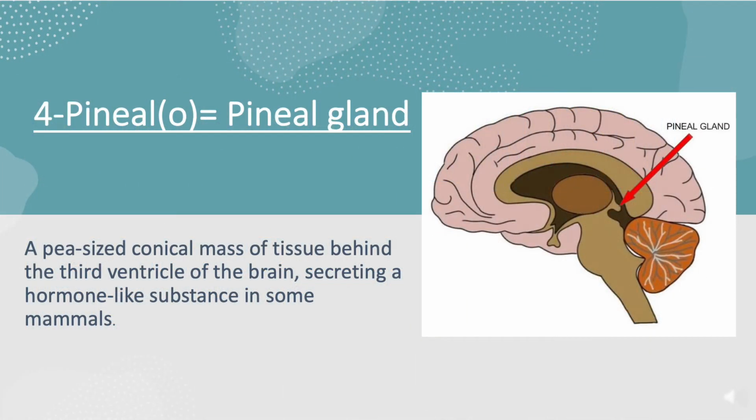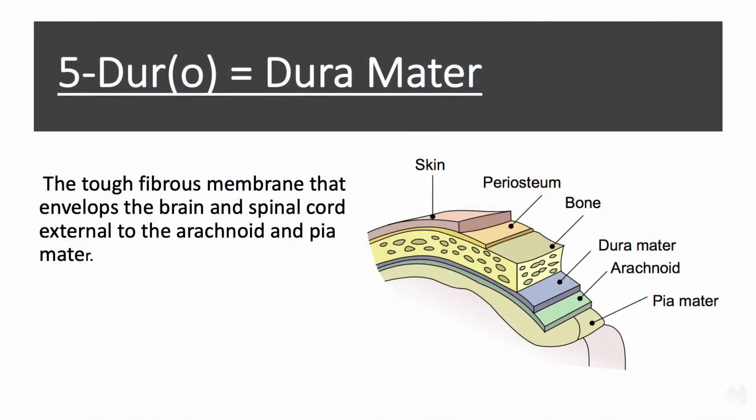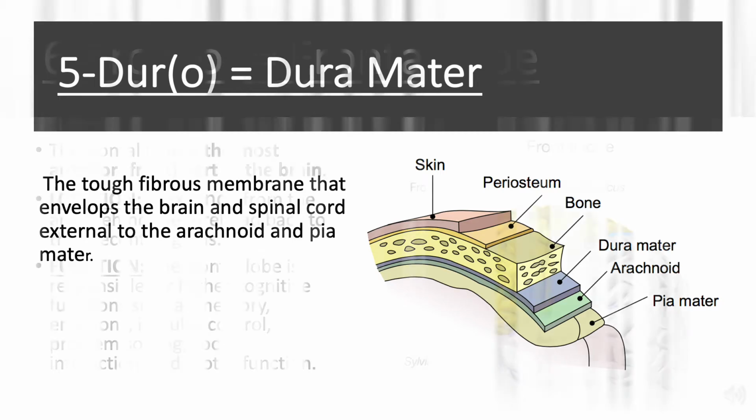Fourth example is pineal, which means pineal gland, a pea-sized conical mass of tissue behind the third ventricle of the brain, secreting a hormone-like substance in some mammals. Fifth example is dura, which means dura mater, which is the tough fibrous membrane that envelopes the brain and spinal cord external to the arachnoid and pia mater.